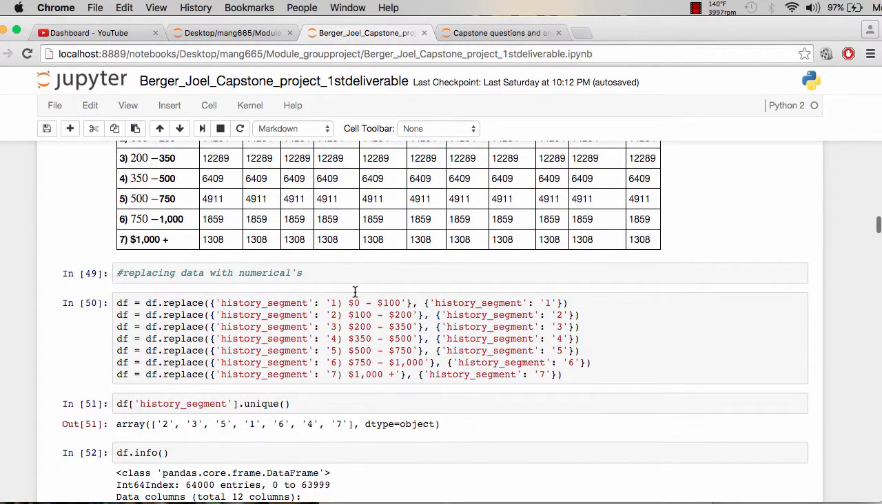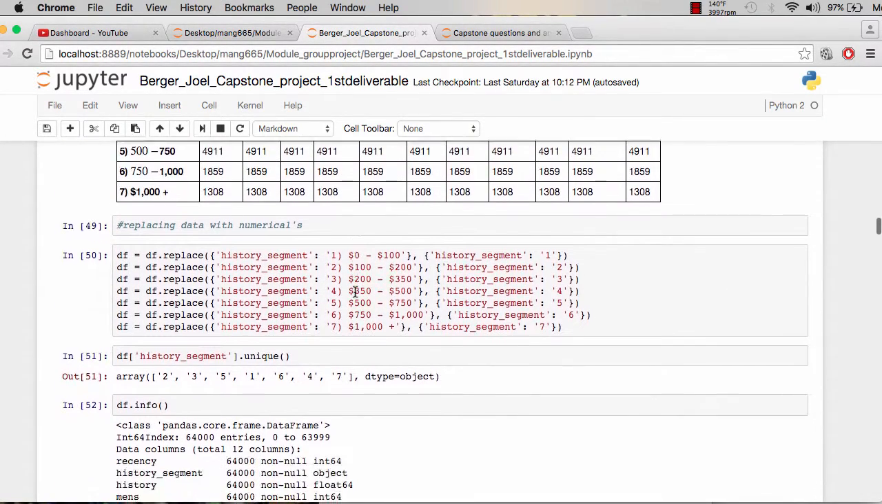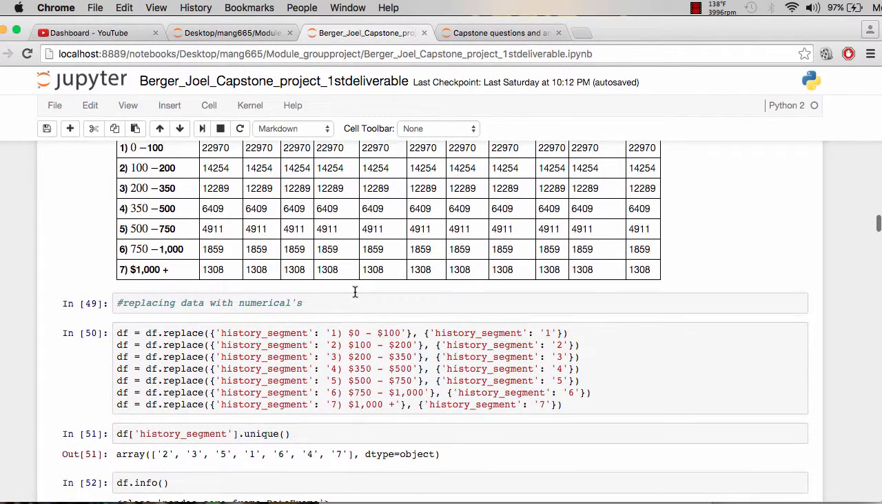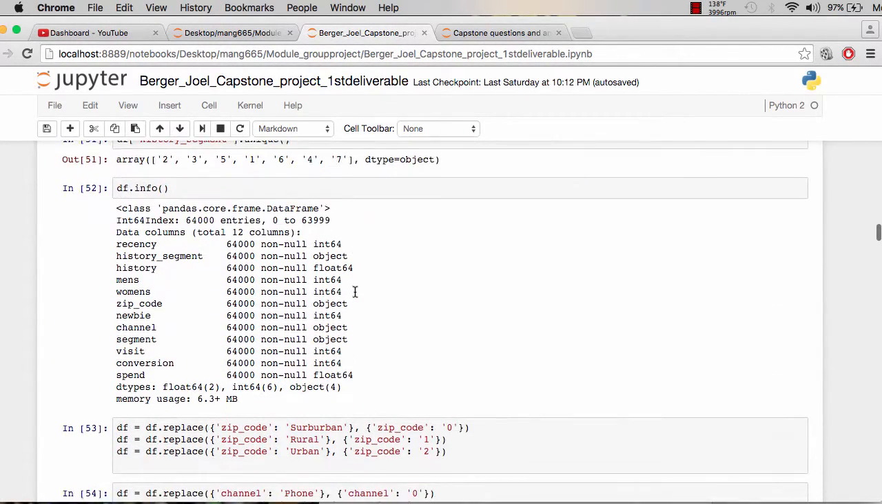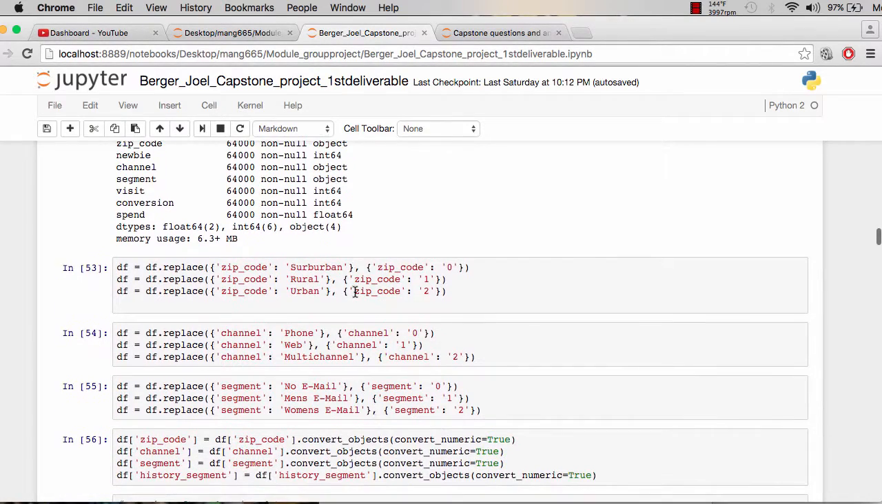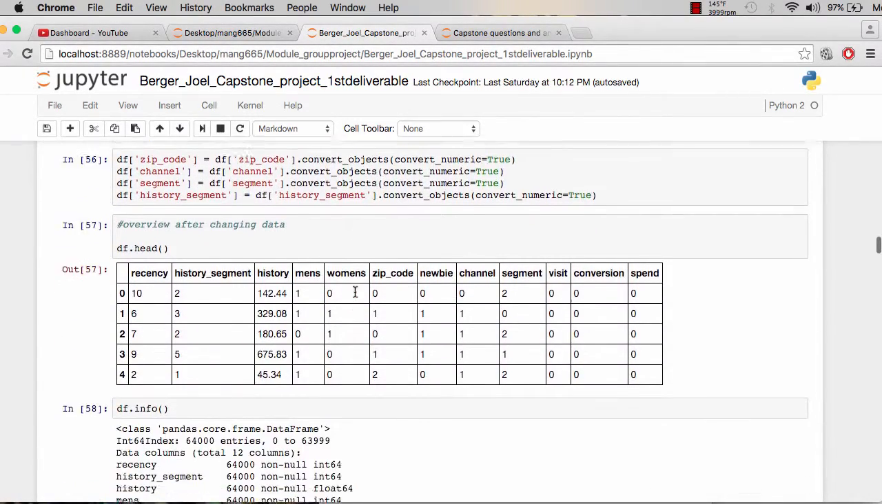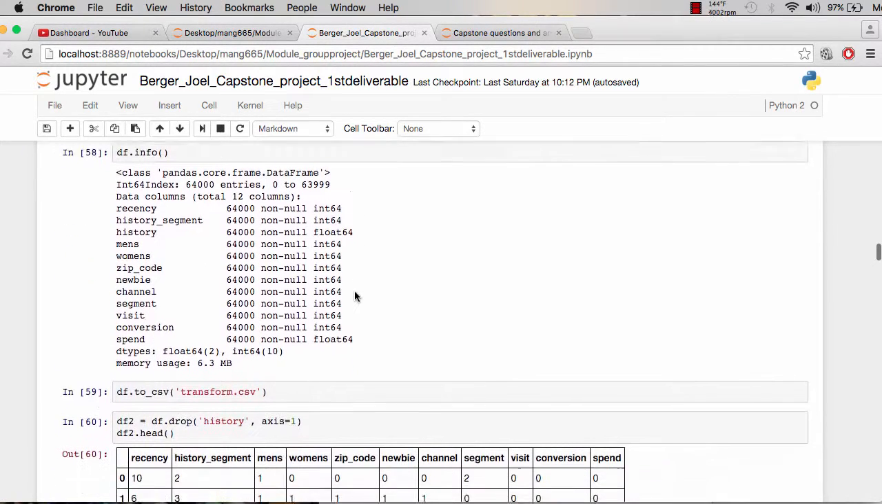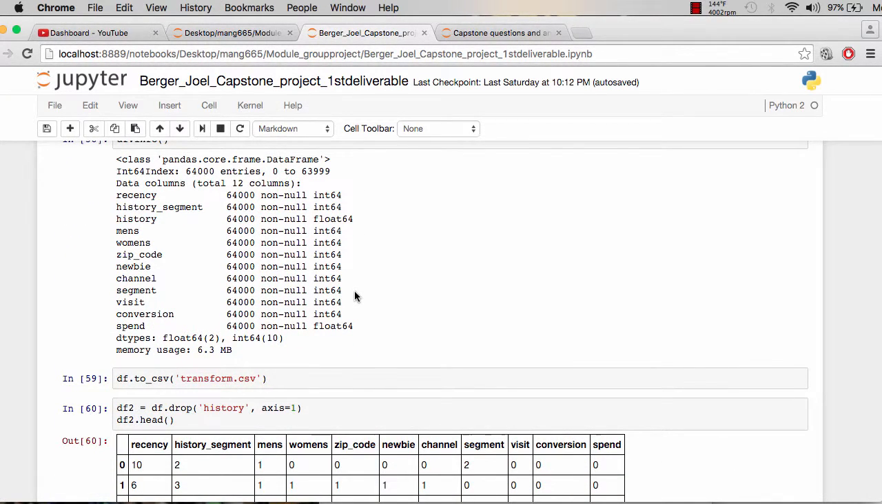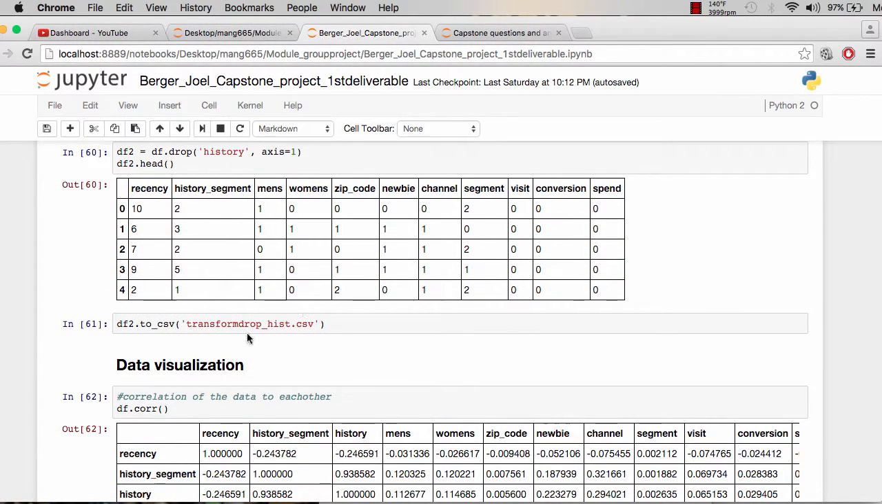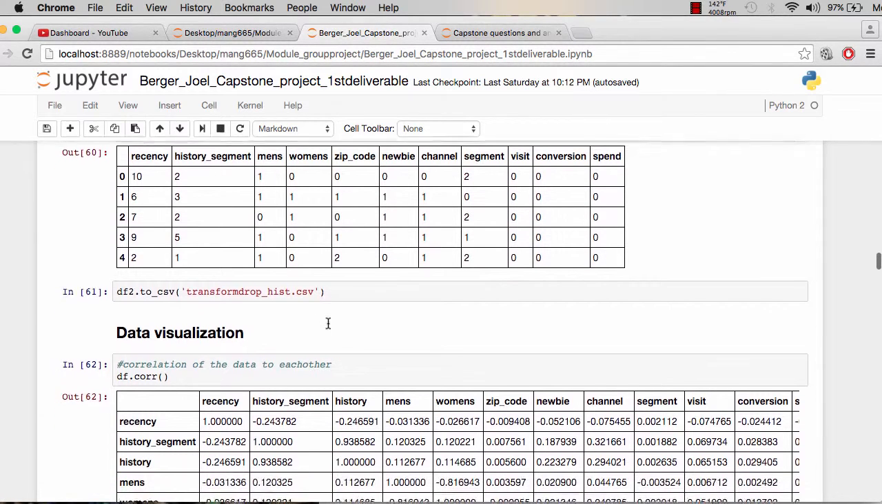Then I replaced the data for history segment 1 through 7 so I would be able to make it countable and do analysis on it. I also did that with zip code, channel, and segment. Then I changed all the objects to numerals so I was able to do analysis in the future. I saved this as transform CSV so I could use it in another IPython notebook. And I saved a second one called transform drop, which is the one I'm going to be using for my IPython analysis.